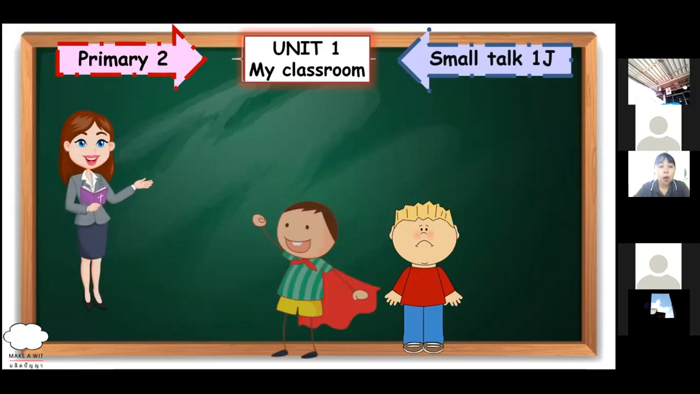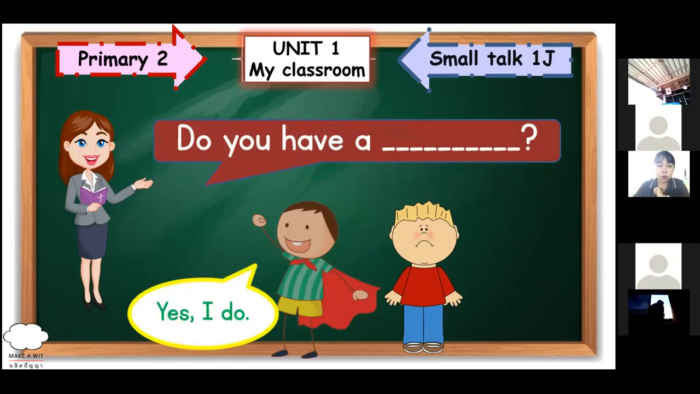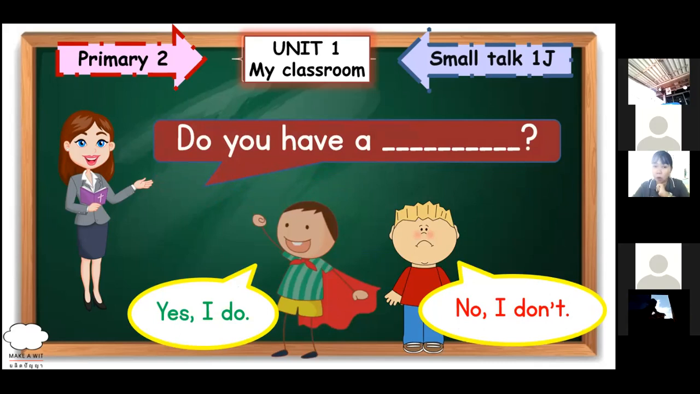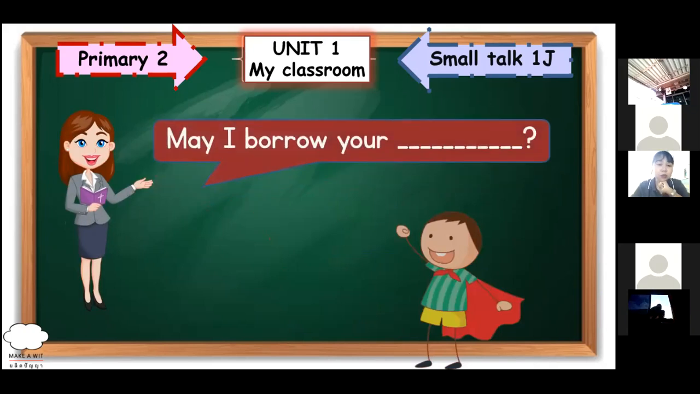Small talk 1J. Do you have a ...? If teacher asks you, do you have a ..., you can answer teacher in two ways. Number 1 is, yes, I do. And number 2 is, no, I don't.